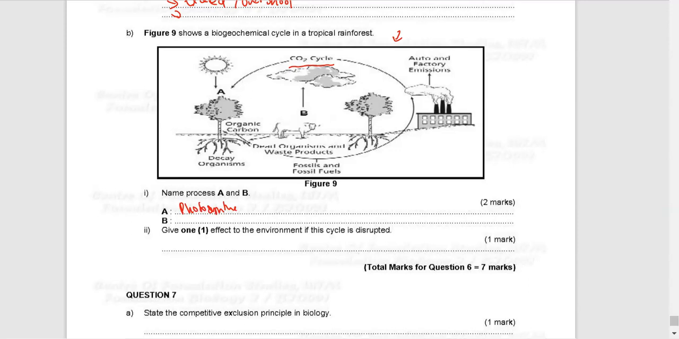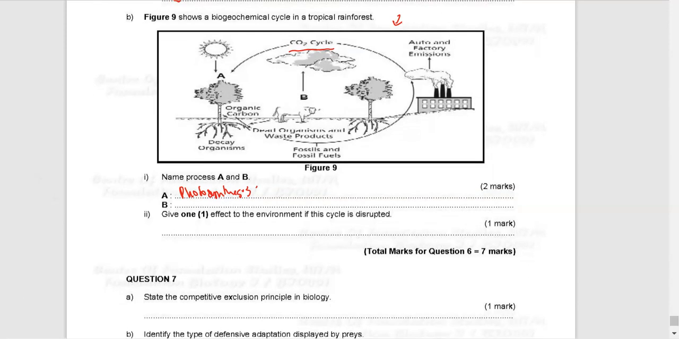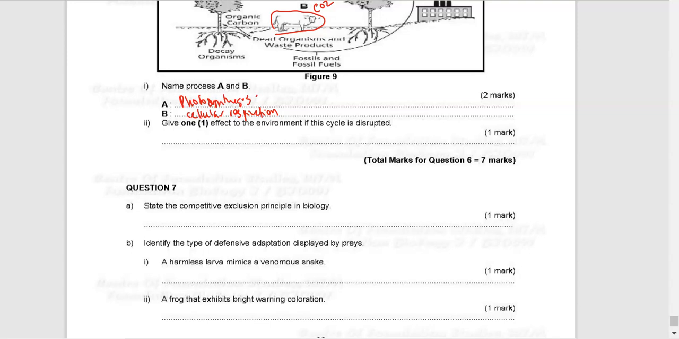The plant takes up carbon from the atmosphere to carry out photosynthesis. Okay, so B is cellular respiration. As you can see here, the animal will carry out cellular respiration and release carbon dioxide back into the atmosphere. So this is cellular respiration.